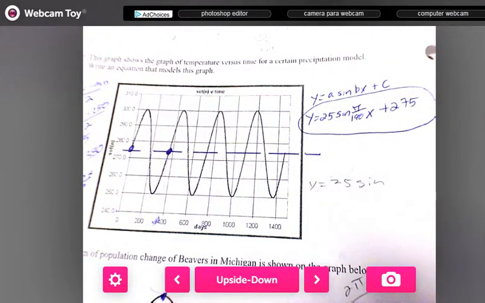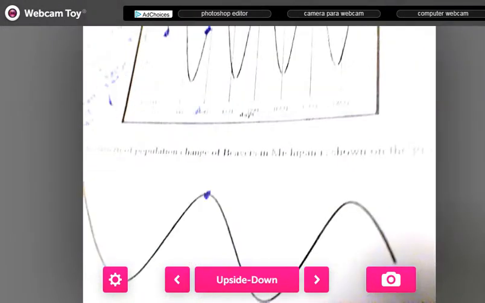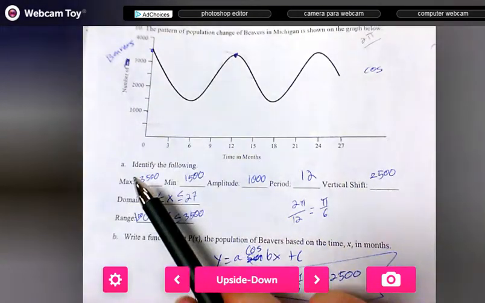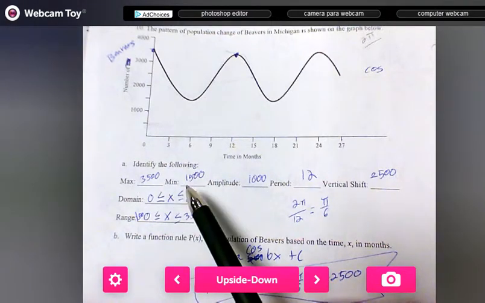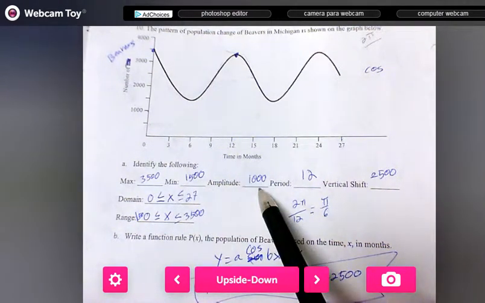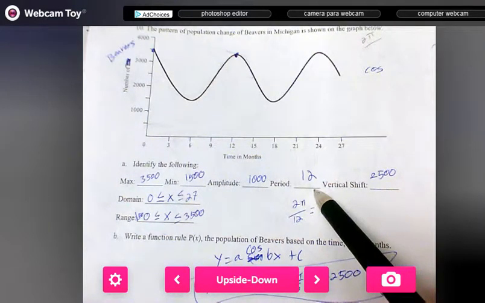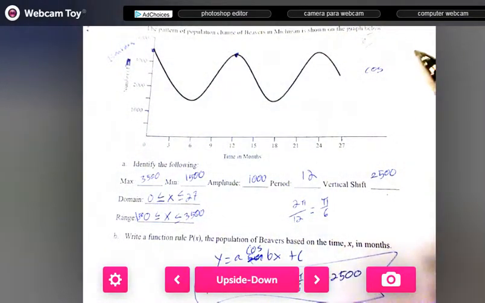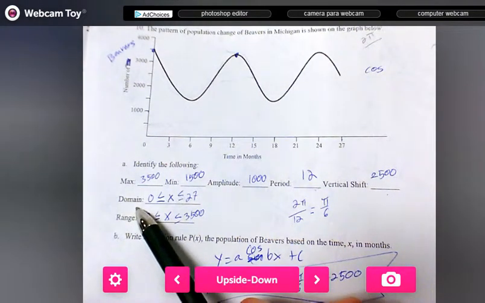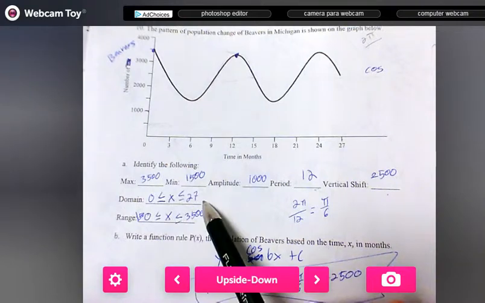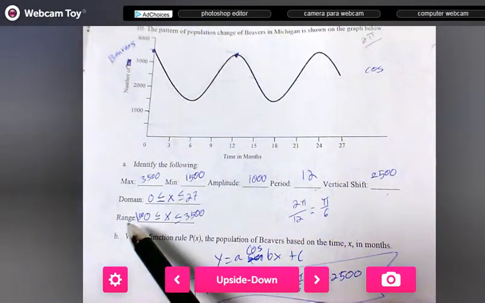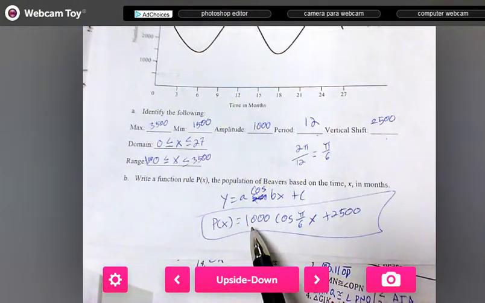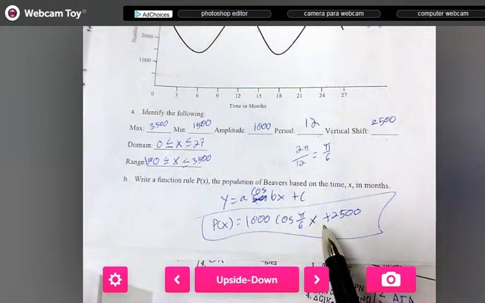Okay? And then number 10 we did, but just in case you weren't here, I'm going to zoom this out just a little bit so we can see the whole thing. The max is 3,500, min is 1,500, amplitude is 1,000. The period is 12, repeats every 12. The vertical shift is 2,500, and it went up 2,500. My domain is between 0 and 27. My range is between 1,500 and 3,500. And so my overall equation is y equals 1,000 cosine pi over 6 x plus 2,500.